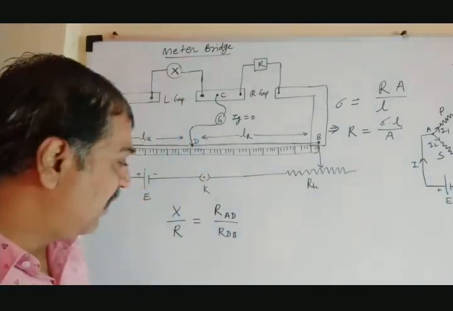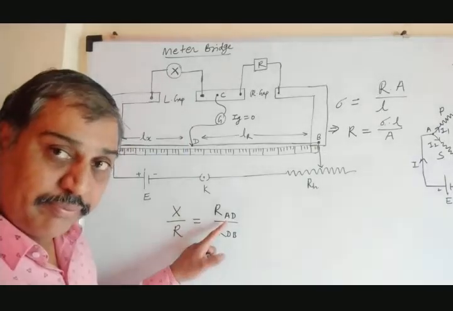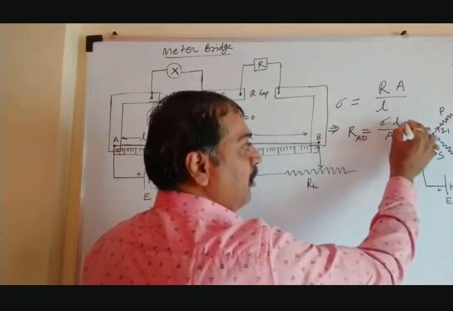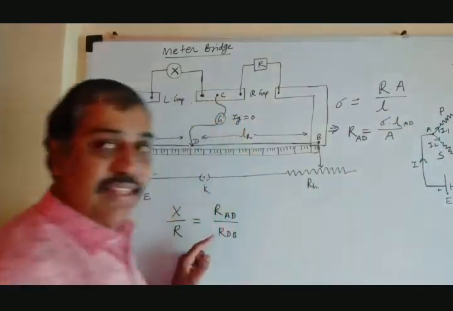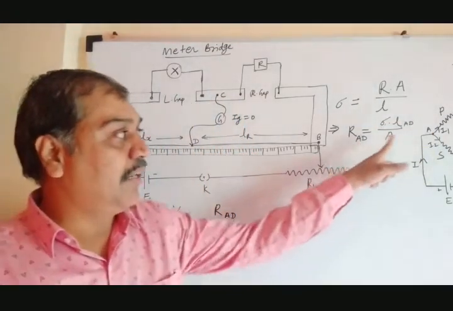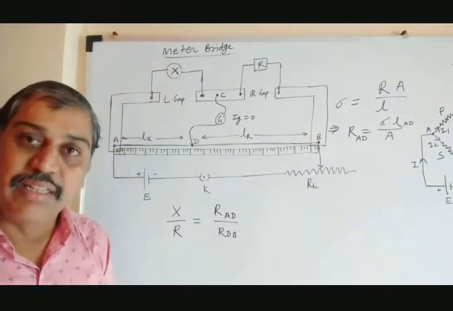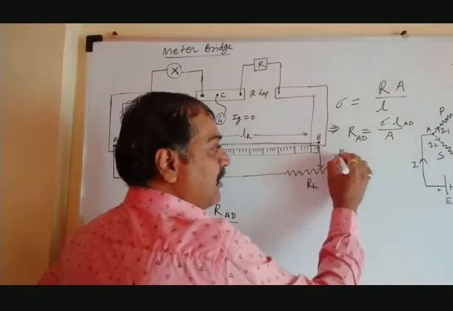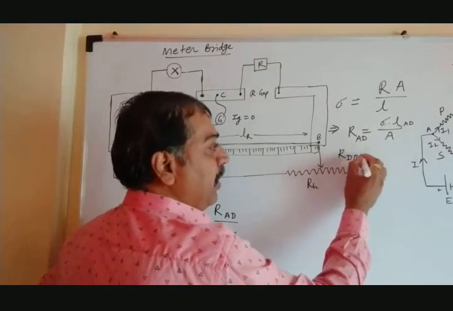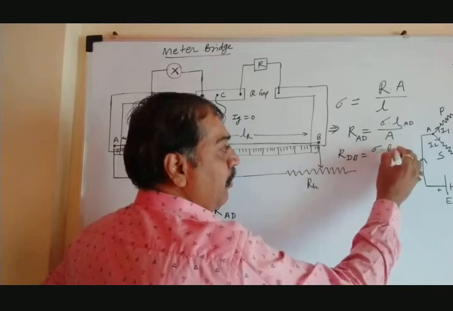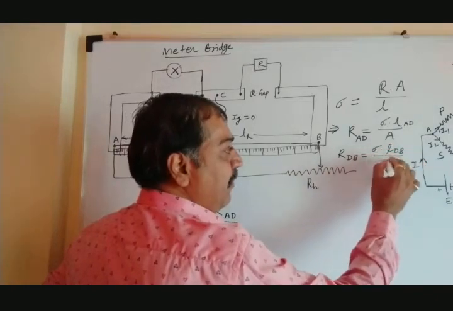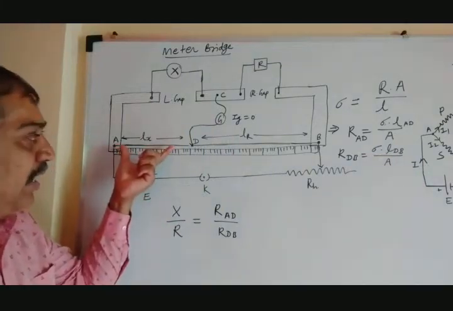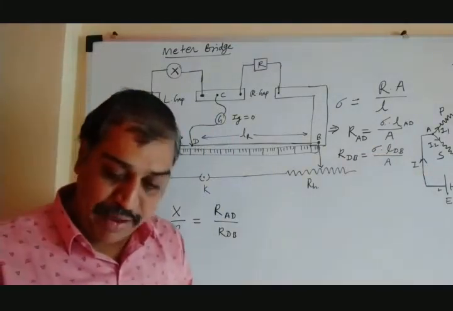When we say it is the resistance across the wire AD, it would be the length of the wire AD. When we say it is about DB, the length should be DB. Just put this value here. So R_AD would be like this. Similarly, R_DB equals sigma into the length of the wire DB divided by A. What is the length of wire AD? It is Lx, so you can put that value here.